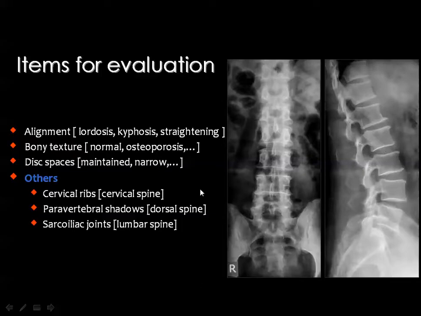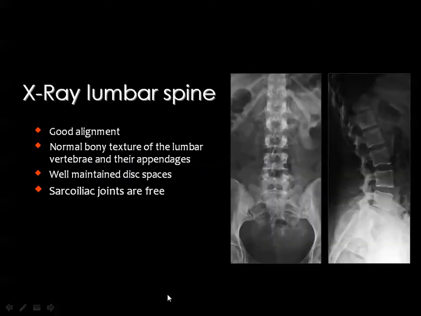Then in every segment of the spine, we assess a 4th item. In the cervical spine, we look for cervical ribs. In the lumbar spine, we look for the sacroiliac joints. In the dorsal spine, we look in the paravertebral area for any abnormal soft tissue shadows. And in this particular part of the spine, we can assess the paravertebral abnormalities because of the presence of air in the lung, which helps to detect these abnormal soft tissue shadows.